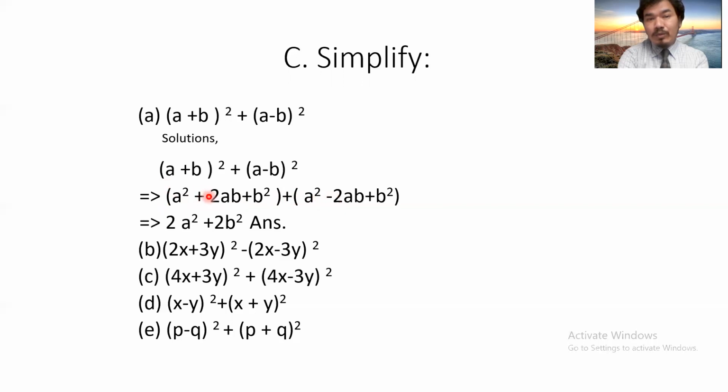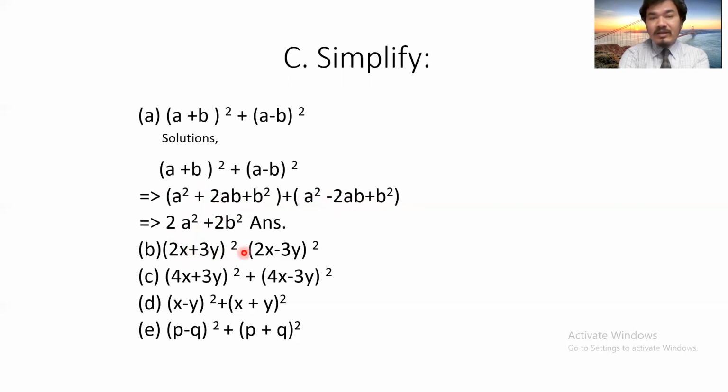We know the plus 2ab and the minus 2ab will cancel, so 2ab minus 2ab is 0. Then a square and a square make 2a square, and b square plus b square makes 2b square. That's the answer. We have to do addition and subtraction according to their sign. And similar questions are given here.